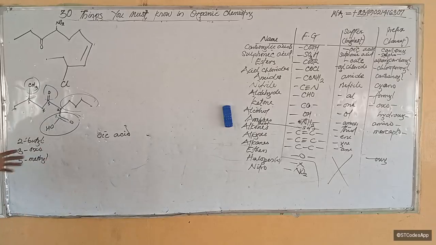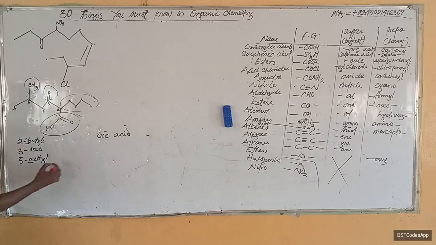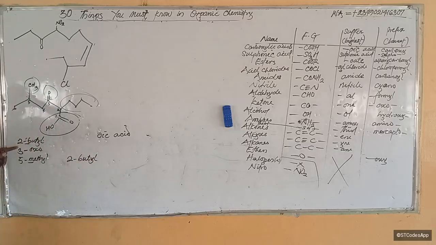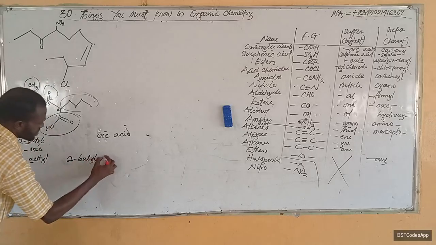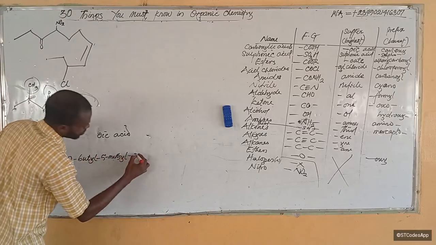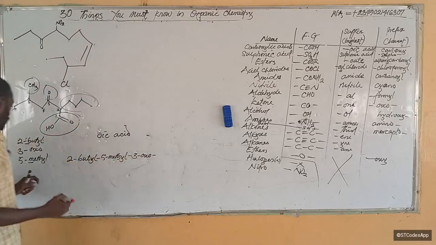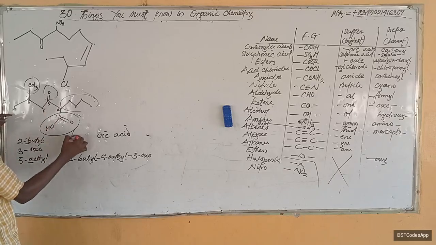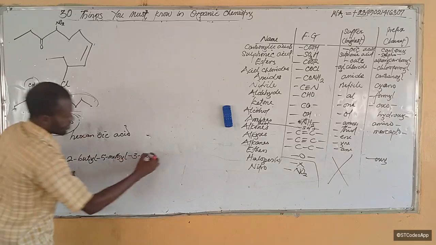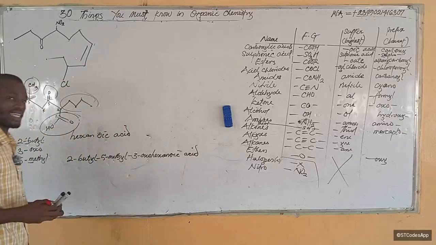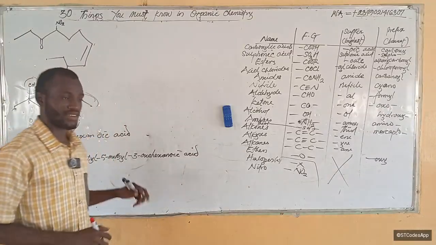So as it is, how do we now list? We list in alphabetical order. This comes first, this comes next. So the answer becomes 2-butyl, 5-methyl, 3-oxo. How many carbons do we have? 6 carbons, giving us hexanoic. So 2-butyl-5-methyl-3-oxohexanoic acid.